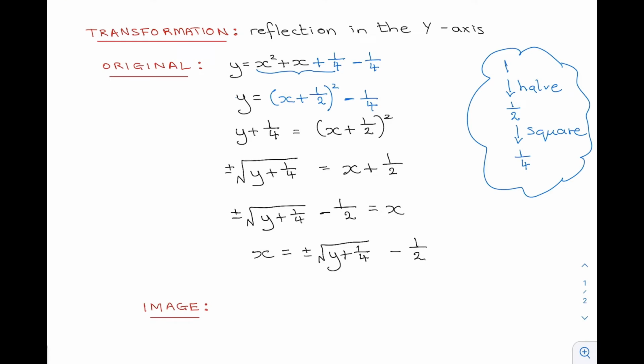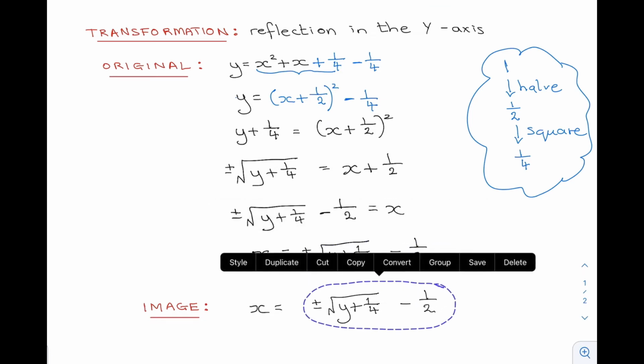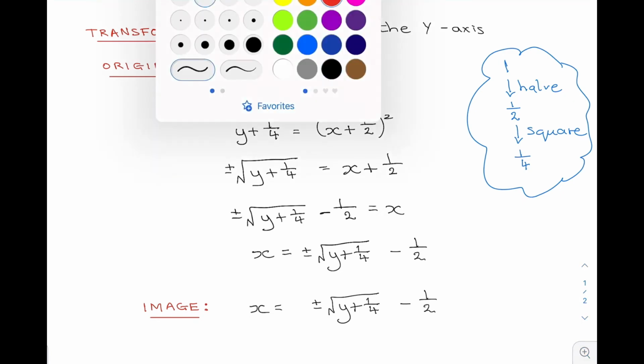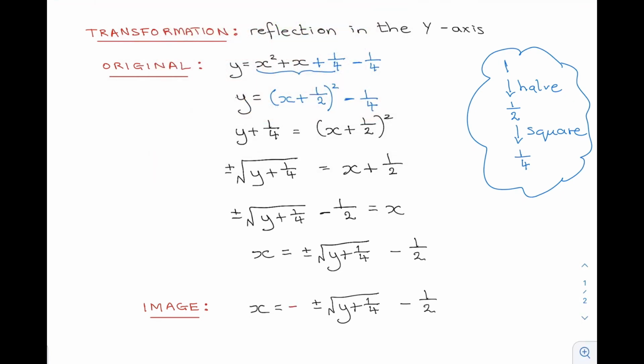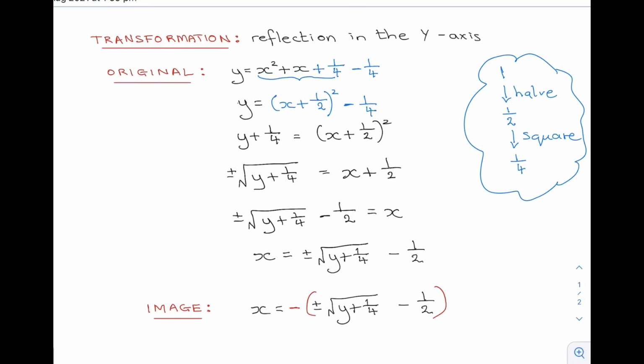Now that we have x as the subject, we know that our image x's are a copy of the original x's multiplied by -1. So all we need to do now is expand the right-hand side and rewrite this image equation with y as the subject.